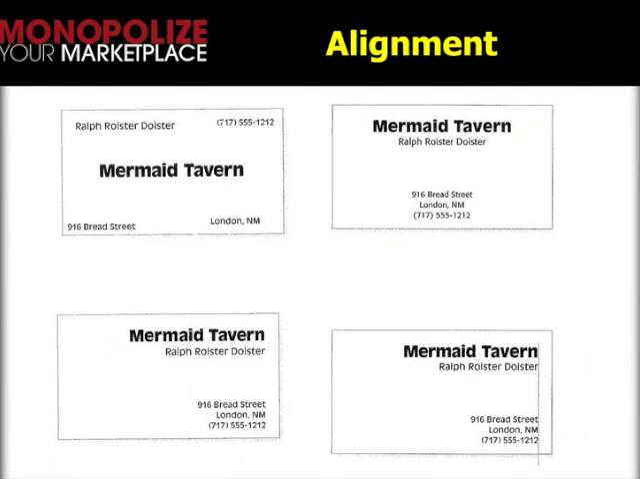The one that we ended up with is on the upper right, Mermaid Tavern with Ralph Doyster, I guess it would be his name. But now let's play with some alignment. And you'll see here on the right, the bottom right and the bottom left, it's actually the same one. I'm not sure why I have it on there twice, to be honest with you.